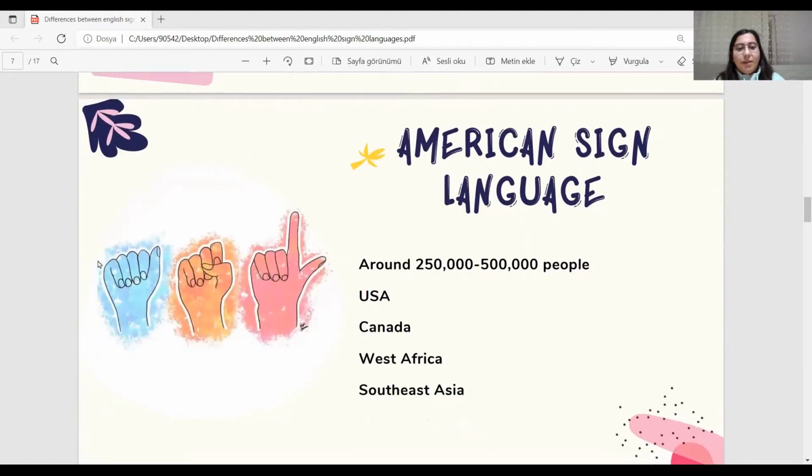When we look at American Sign Language and its features, American Sign Language, mostly known as ASL, is primarily a visual language used by the deaf community. It's mainly used in the US and parts of Canada, but its variations are also used in many parts of Southeast Asia, West Africa, and some countries of South America also.